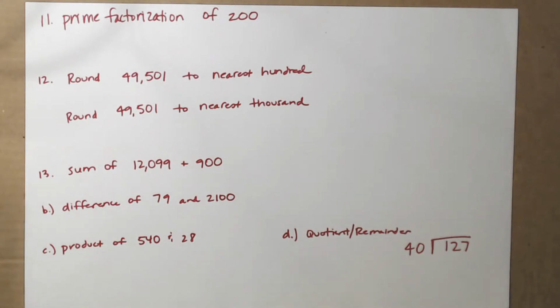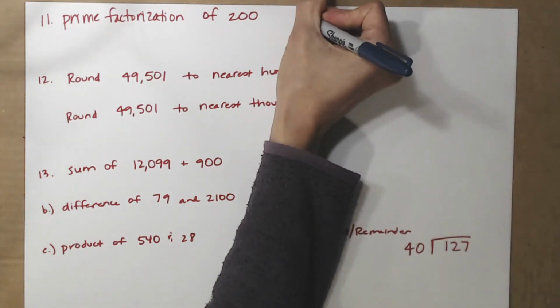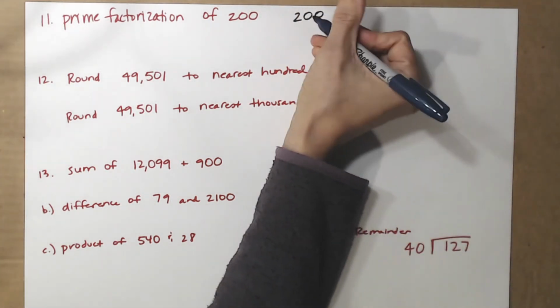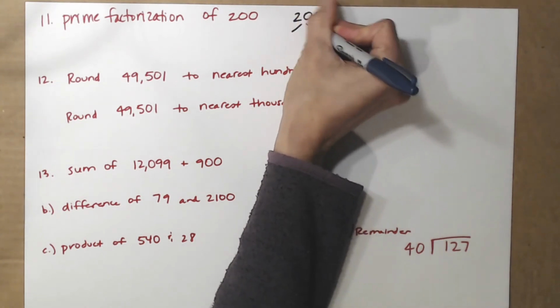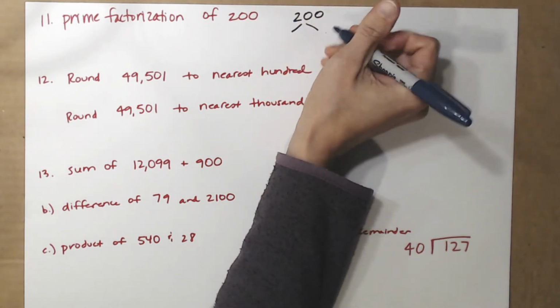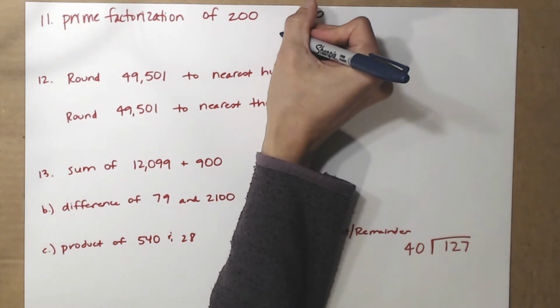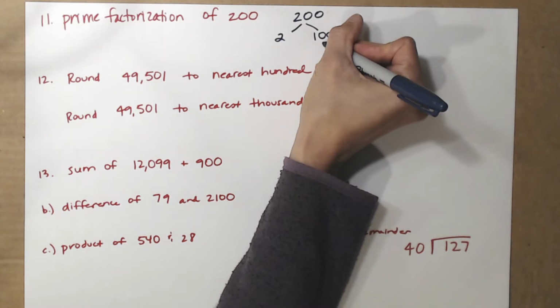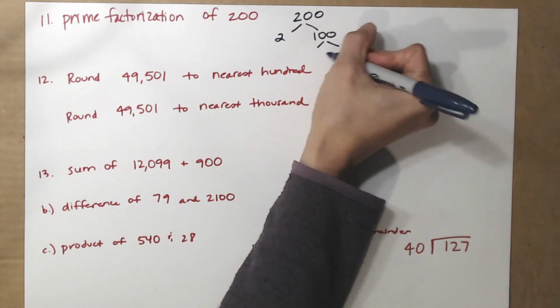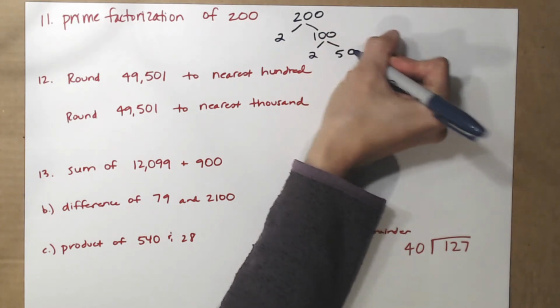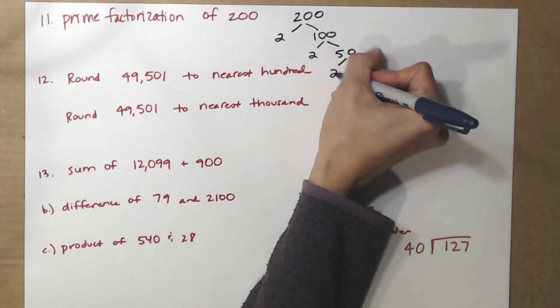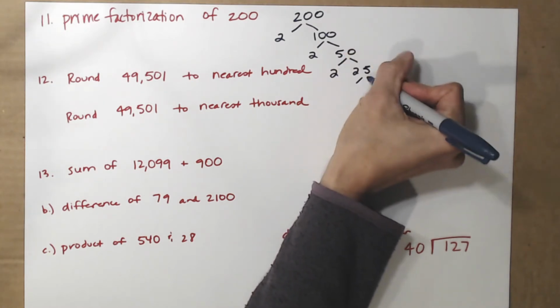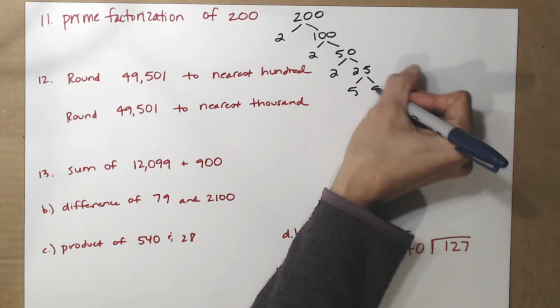Number 11 asks for the prime factorization of 200. So remember, with prime factorization, we can start with any two factors and then keep breaking them down until we get all prime. So with 200, we could do 2 times 100. And then we could break the 100 down into 2 times 50, and then the 50 down into 2 times 25, and the 25 into 5 times 5.